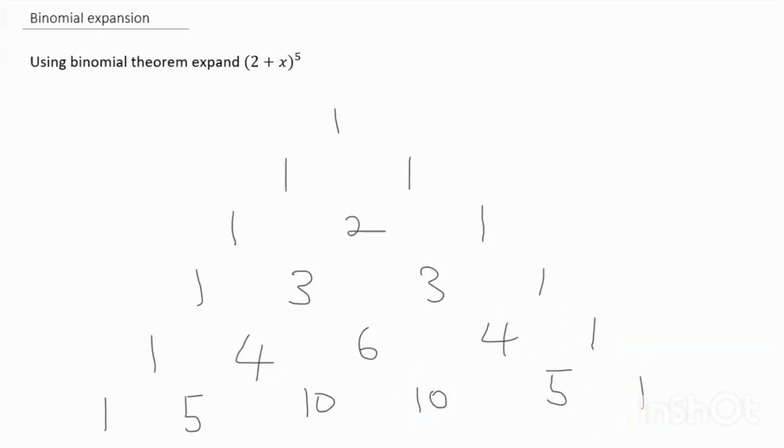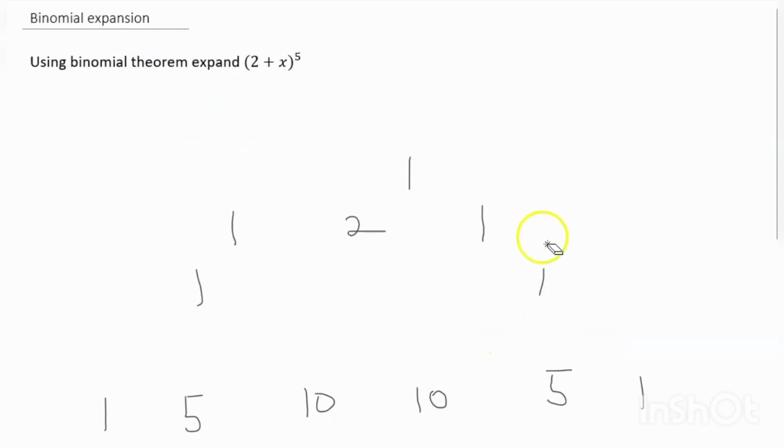Okay, so it means the rest of these guys we don't need. We don't need the rest of these guys. So we can take them all out. So it's just these numbers that we need. 1, 5, 10, 10, 5, 1. Okay, so now let's solve.